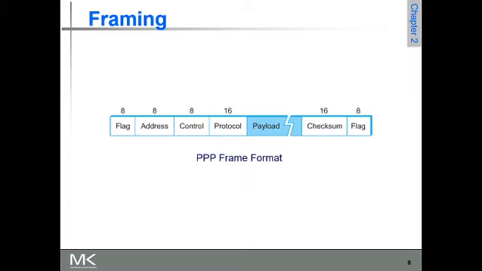The flag field is 1 byte with a binary value 0 1 1 1 1 1 1 0. Then there is an address field. The address field is basically a broadcast address. What is the broadcast address? All can receive the data which we are sending.